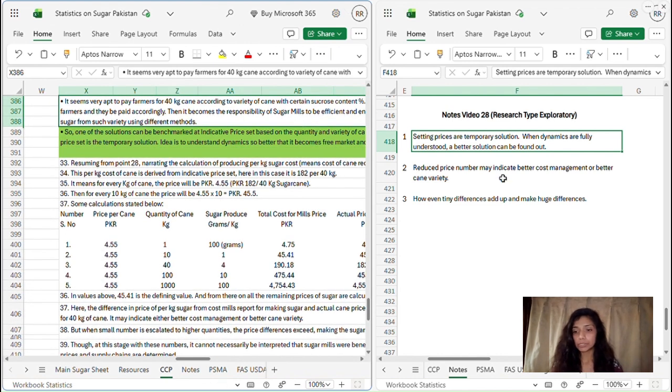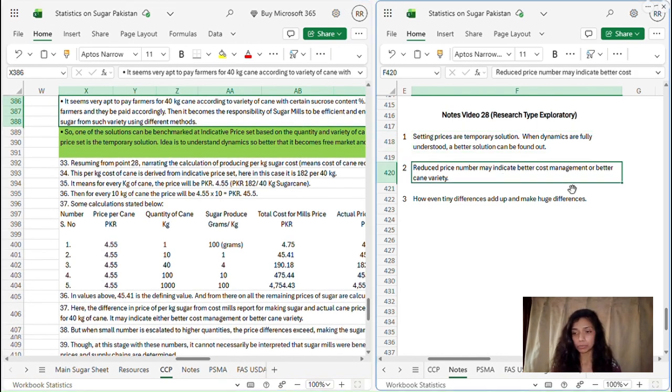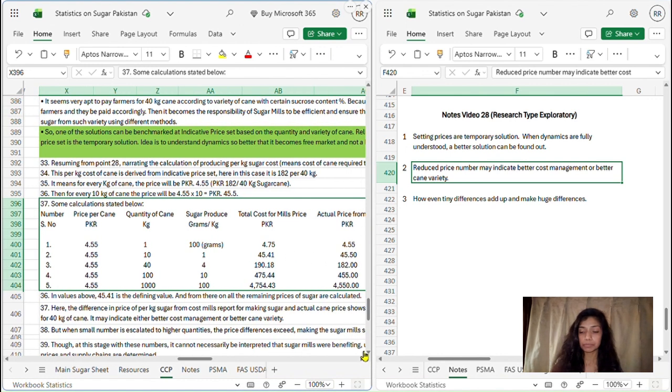From this, a reduced price number may indicate better cost management or better cane variety. When the prices are reduced, as we just saw here, it means the per kg cane cost was 45 rupees and 50 paisas, but the sugar making cost made it 45 rupees and 41 paisas. It means the cane was of better variety. Because it was a better variety, it was able to produce more, even though they purchased it at a higher price. They were able to reduce the cost by producing more sugar and saving those paisas.